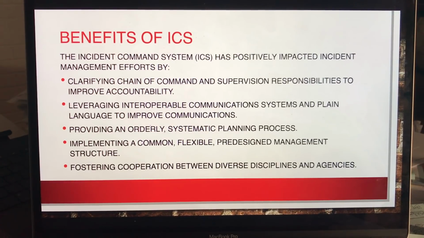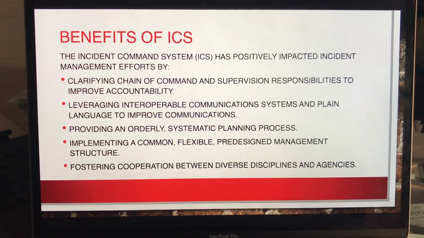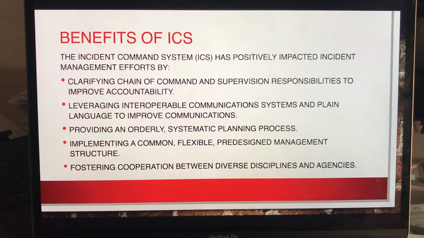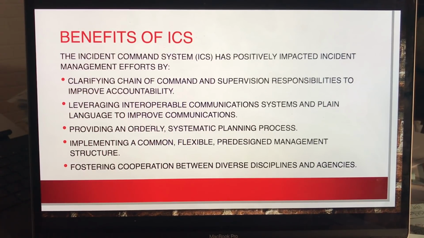So, what are the benefits of ICS? The incident command system has positively impacted incident management efforts. It clarifies the chain of command and supervision responsibilities to improve accountability. It leverages interoperable communications systems and plain language to improve communications. It provides an orderly, systematic planning process, implements a common, flexible, pre-designed management structure, and fosters cooperation between diverse disciplines and agencies.